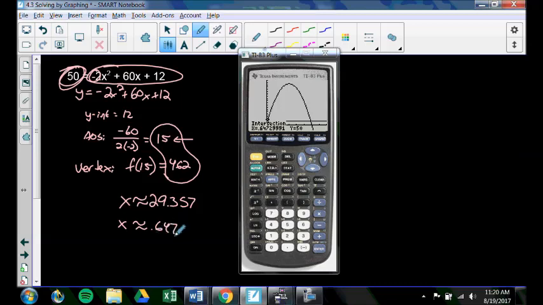So that's how you can find the intersections with your graphing calculator. Remember, these have to be the same distance away from the AOS, which was 15. And this is 14.37, and from here to here is 14.37, so from here to here is 14.37. This is all working out quite nicely.